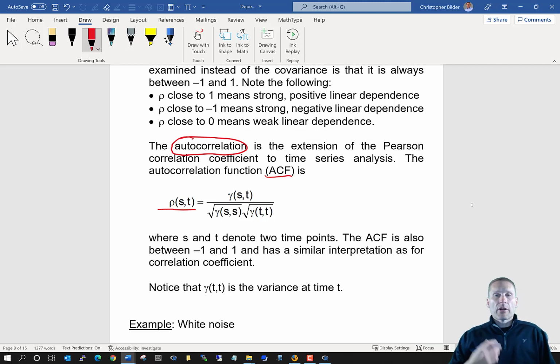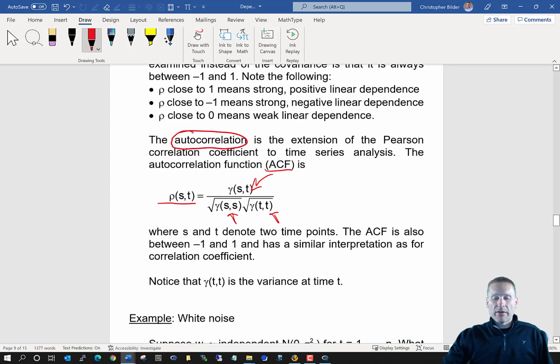The autocorrelation, we're going to use the Greek letter rho, and we need to put the corresponding time points with it, s and t, to be very general. It's equal to the autocovariance function at s and t divided by the square root of the variance at time point s times the square root of the variance at time point t. This ACF is still defined to be between -1 and +1. It has a similar interpretation as a correlation coefficient.